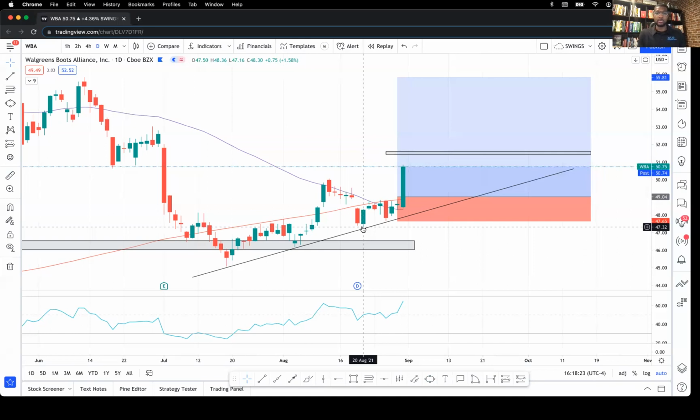Right? Risk and reward ratios. We'll get into that when we start talking about risk management. All that stuff has to be in the equation before you even jump into the stock.